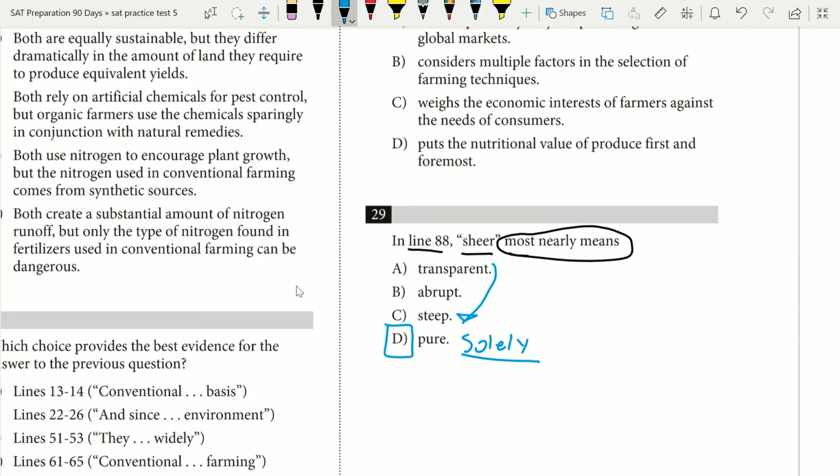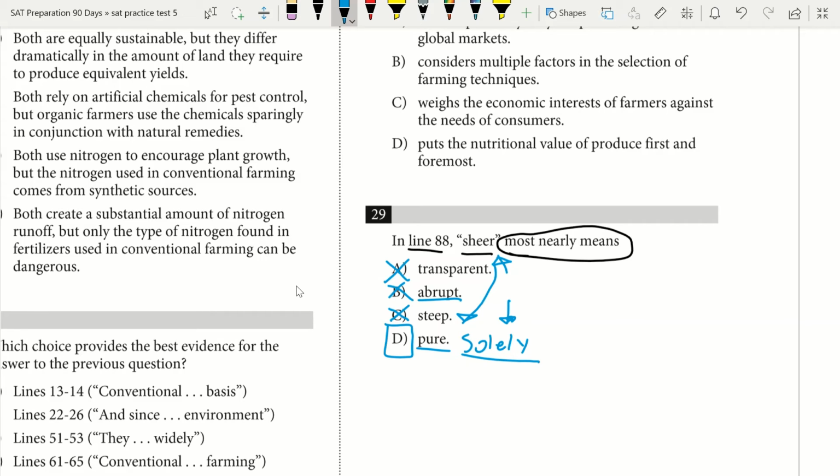So option A, transparent. We wouldn't describe them as transparent calories because transparent essentially means see-through, and that's not a good way to describe the calories. Abrupt calories, we wouldn't describe calories as abrupt. Steep, we would not describe calories as steep either. We want something that's showing that they are sheer calories or only calories. That's all we're looking at. They are pure calories. There's only calories that we are considering.